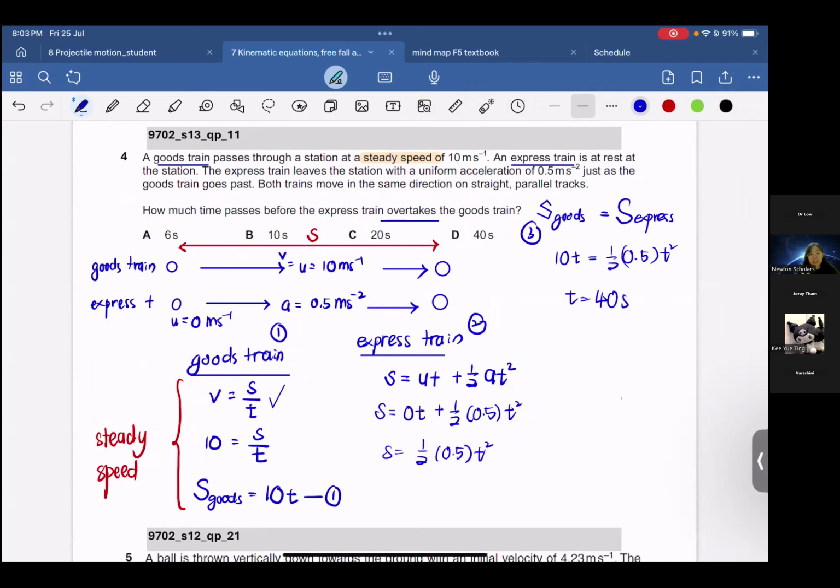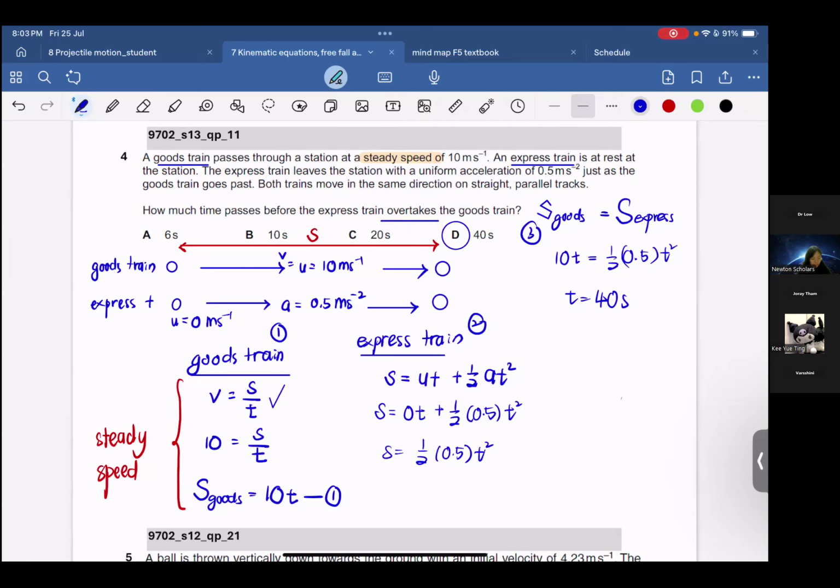We understand that they want to overtake. First, you have to know that their distance traveled must be the same at this moment. So your distance for the goods train must equal the distance for the express train. So here, the answer will be C.